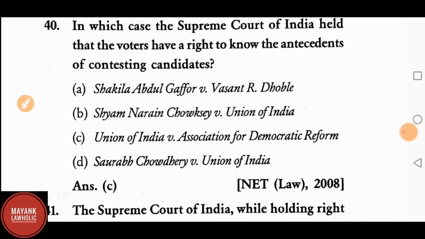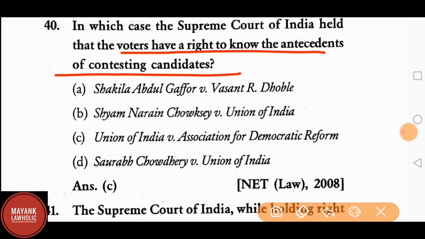Question number 40. In which case did the Supreme Court of India hold that the voters have a right to know the antecedents of contesting candidates? Options are A. Shakila Abdul Gafar versus Vasant Doble, B. Shyam Narayan Chouksey versus Union of India, C. Union of India versus Association for Democratic Reforms, D. Saurabh Chaudhary versus Union of India. The answer is C. Union of India versus Association for Democratic Reforms.